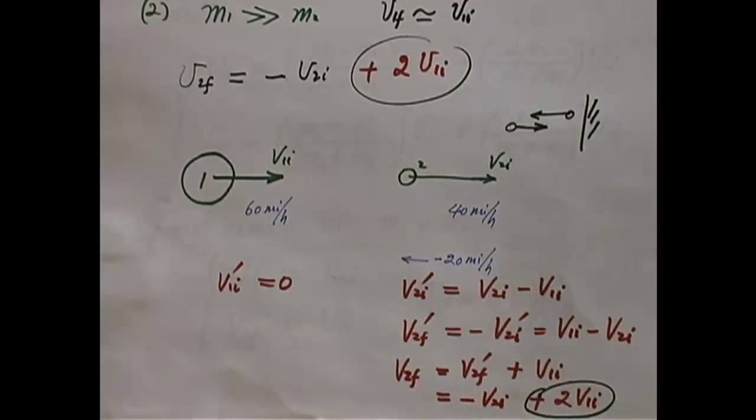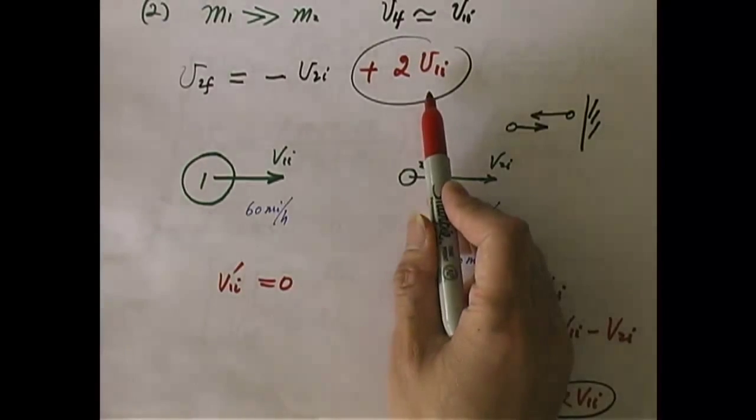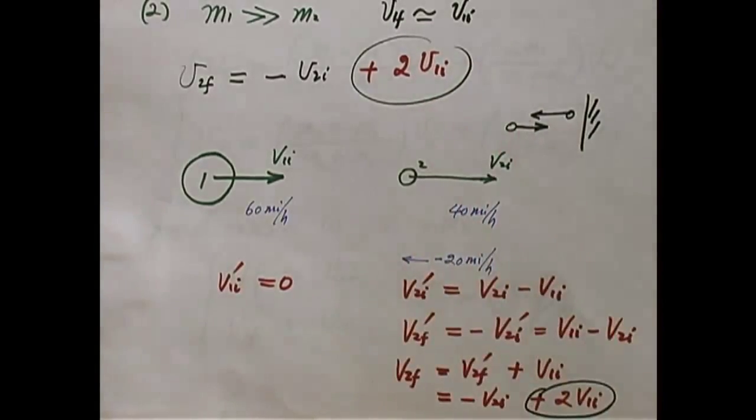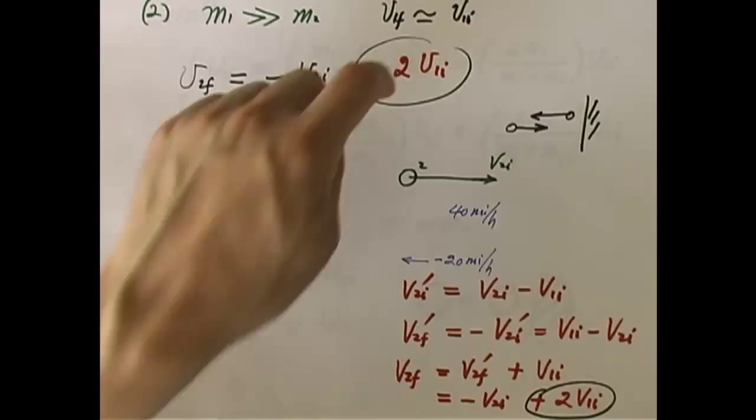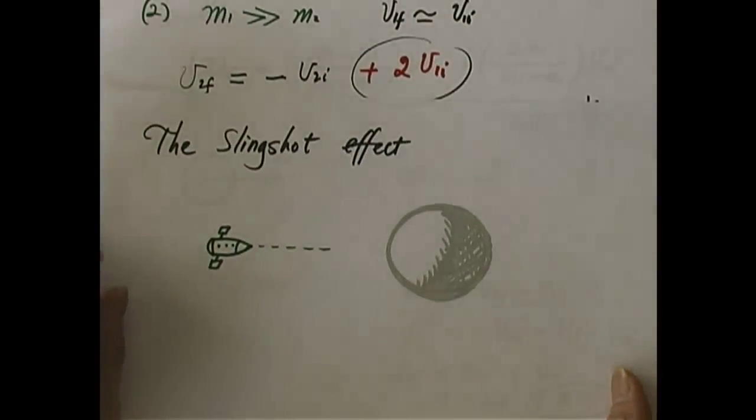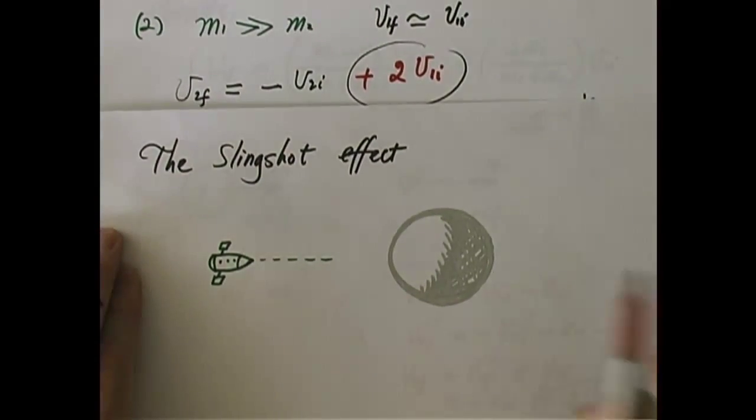And in a lot of cases, we can actually utilize this extra term to our advantage. An important application in space aviation is called the slingshot effect. It's actually based on this extra term, which is often overlooked, the so-called slingshot effect.